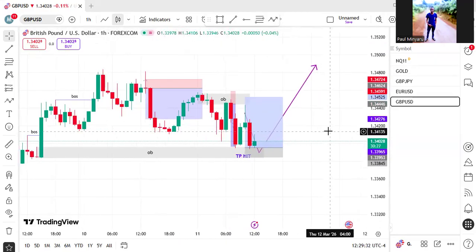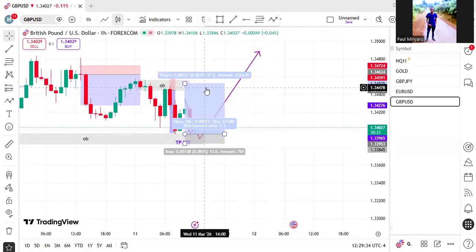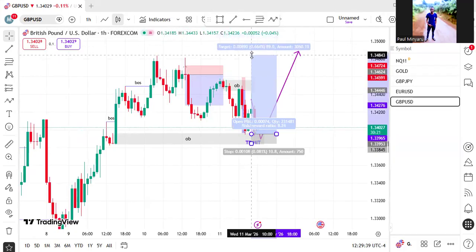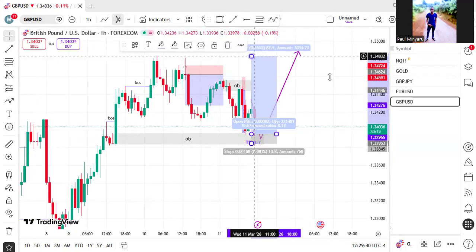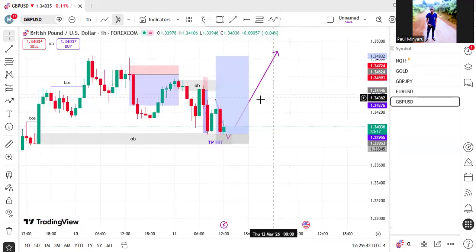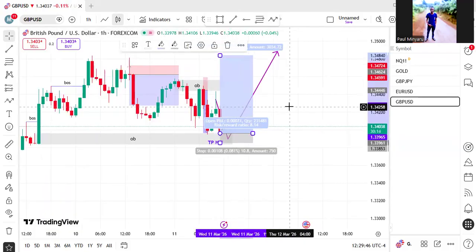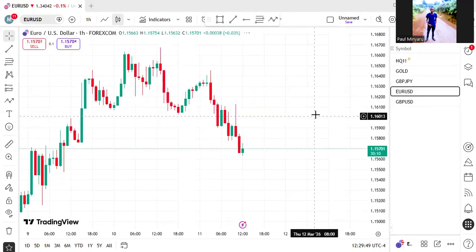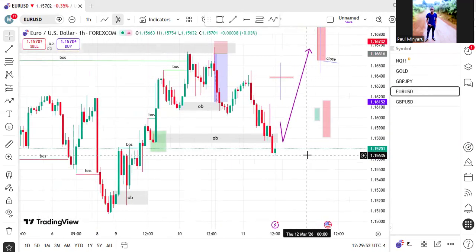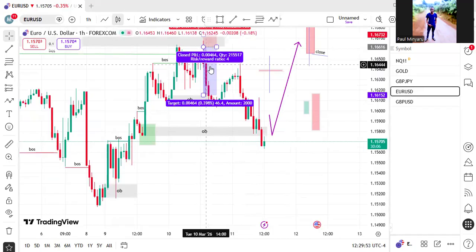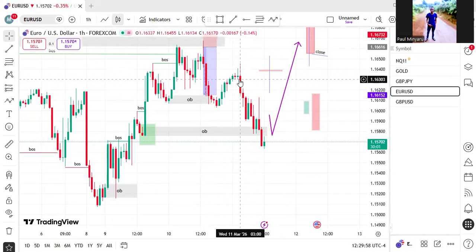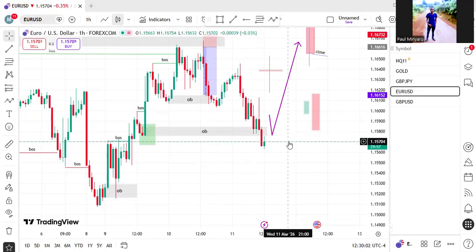And I'm expecting price to come back up here, liquidating these highs right here. So I'm expecting more buy positions in GBPUSD and in EURUSD. Okay, as simple as that. This was a short position I took yesterday in gold, in EURUSD, and I took another position in EURUSD. Entry was from right here up to this order block.